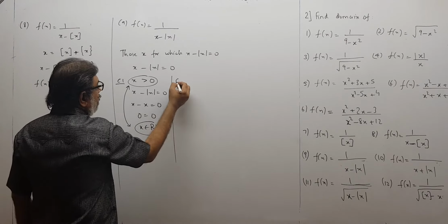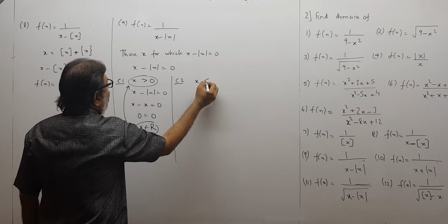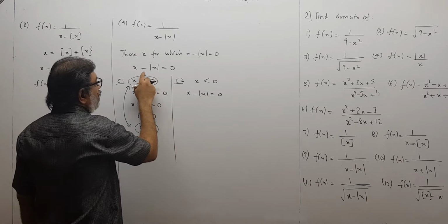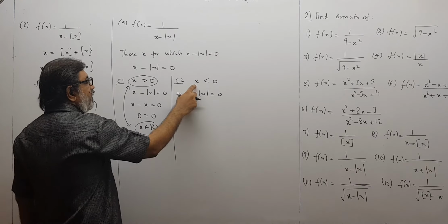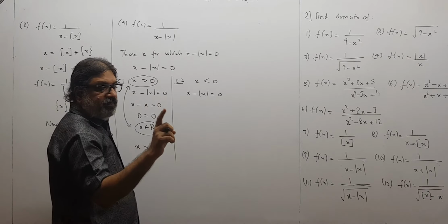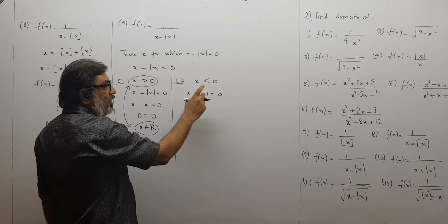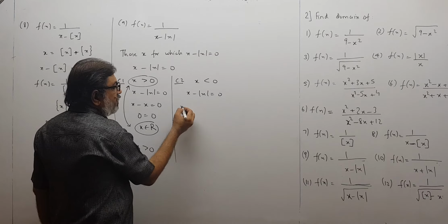Case 2, x is less than 0. So I want x minus mod x equal to 0. When x is less than 0, mod x is minus x, children. Mod x is minus x when x is less than 0. So x minus minus x.